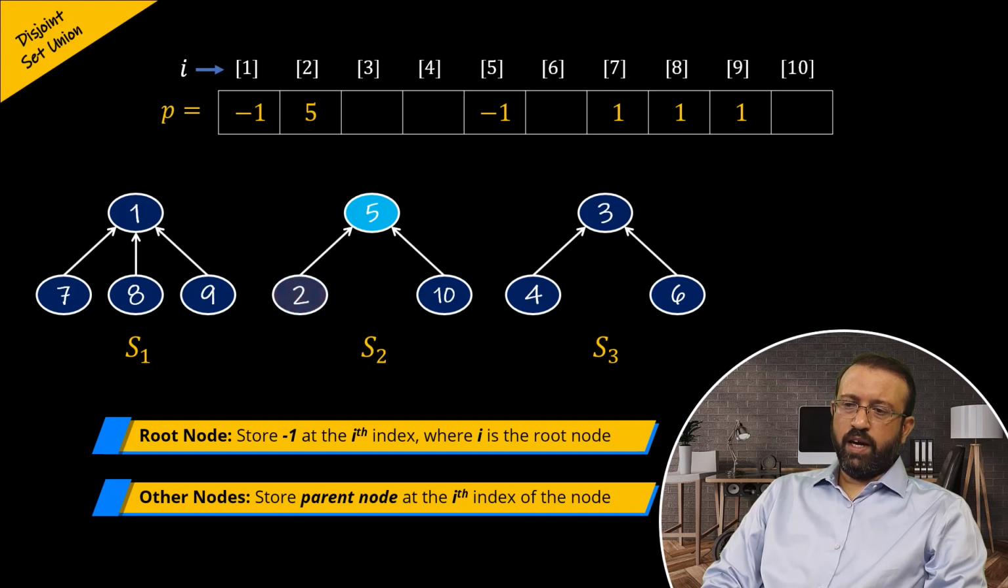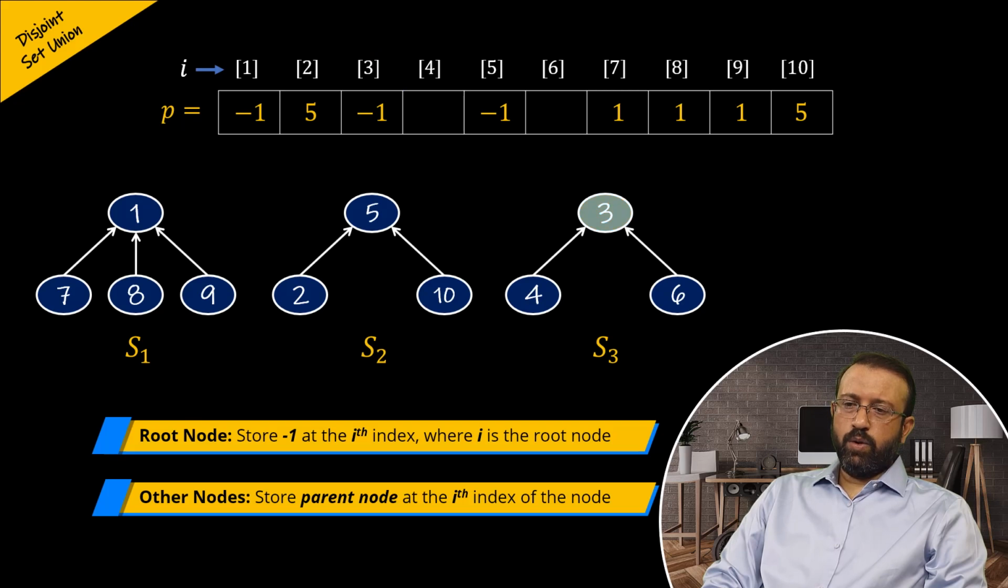In the same way, we have the node with element 10. And since the node with element 10 is not a root node and its parent is the node with element 5, we will store 5 at index 10 in the array. That is, we are storing the parent, which is 5, of the element 10 at index 10 in the array. So this is how we can store the disjoint set S2 in the array. Now let us look at how to store the disjoint set S3 in the array. The root of the disjoint set S3 is element 3. Therefore, we will store -1 at index 3 in the array since element 3 is the root node.